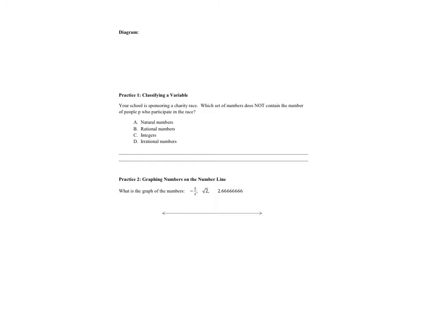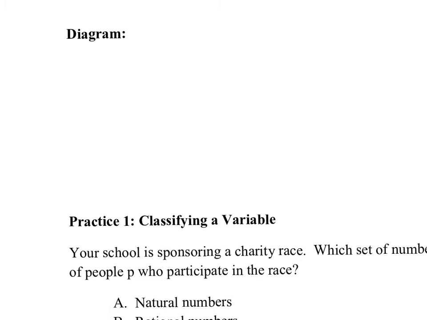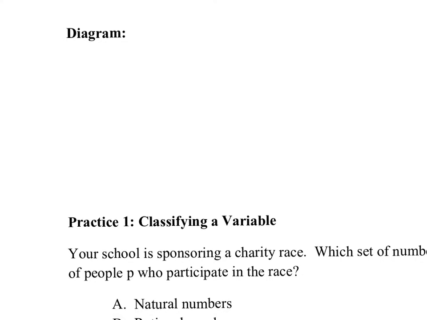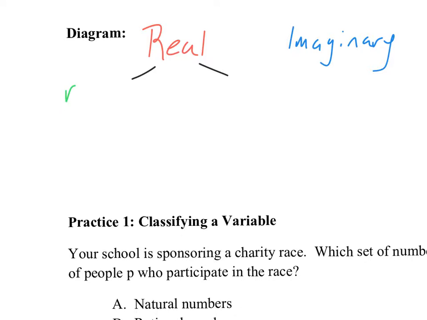So I like to tie that all together with a diagram. Your numbers, you have two options: you're real or you're imaginary. We're not going to get into the imaginaries yet. Maybe you've learned about them, maybe you haven't. But once you're real, you get broken down. You're either rational or irrational. Those are your options. Once you're real or imaginary, you're rational or irrational.